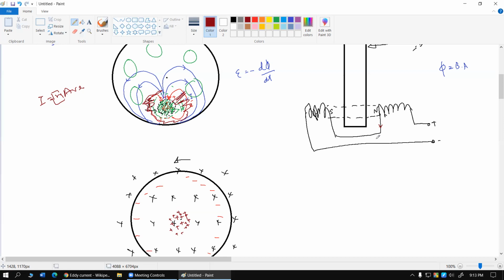So that's one way of understanding the electromagnetic, the idea of eddy current. The second concept that we're going to cover.